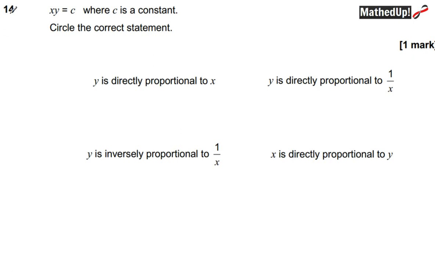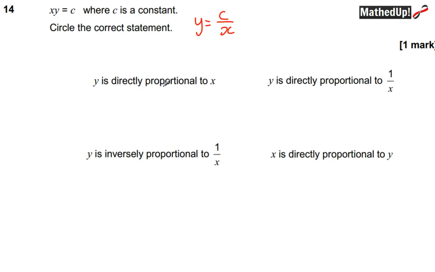Question 14. XY is equal to C, where C is a constant. We need to decide which of these statements is true. So I'm going to start by writing this in a slightly different way. I'm going to make Y the subject. So that means that Y is equal to C over X. That might make it a little bit easier for me to spot what's going on.